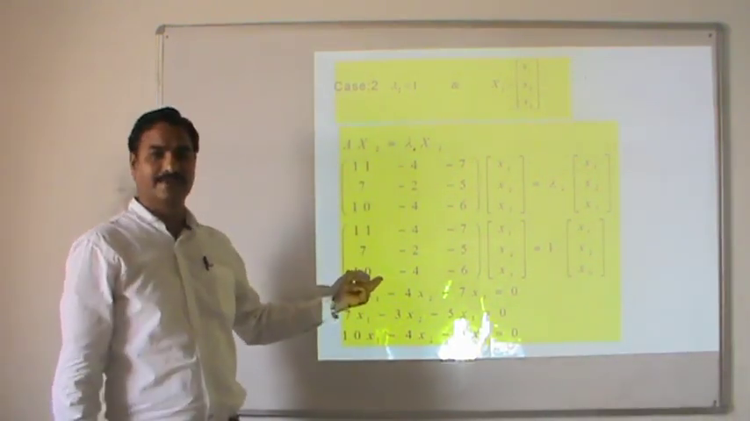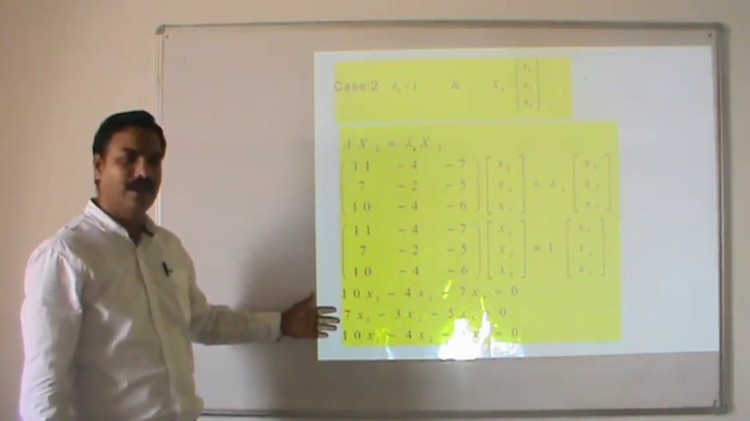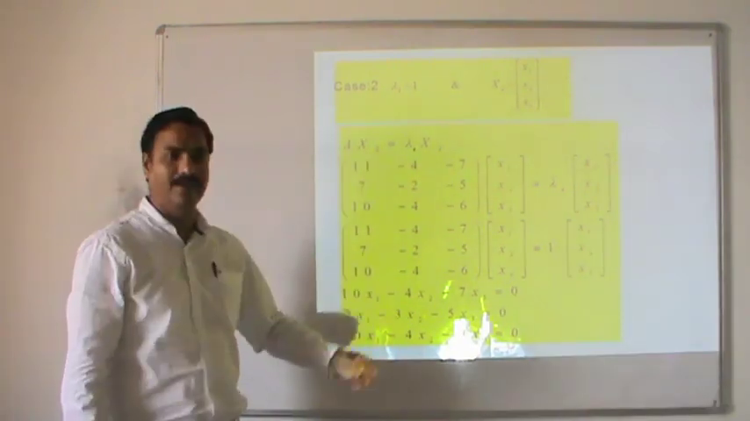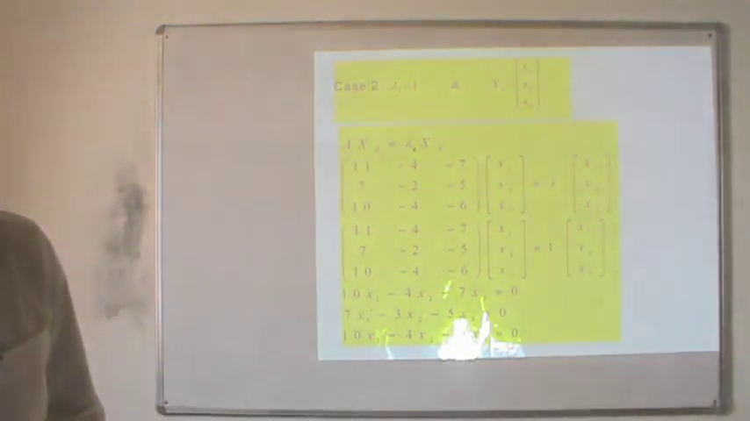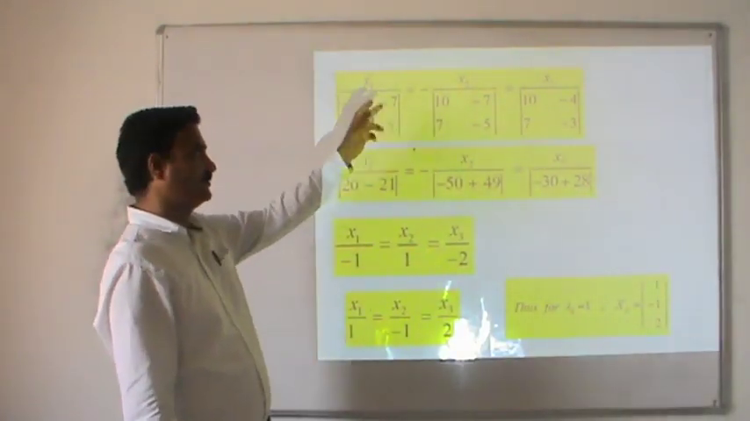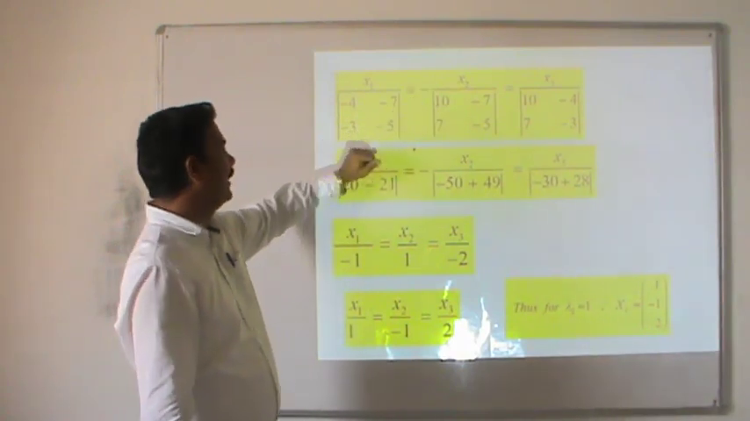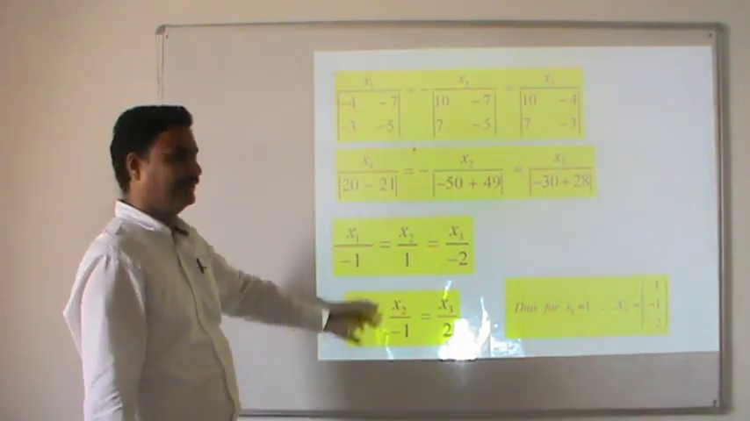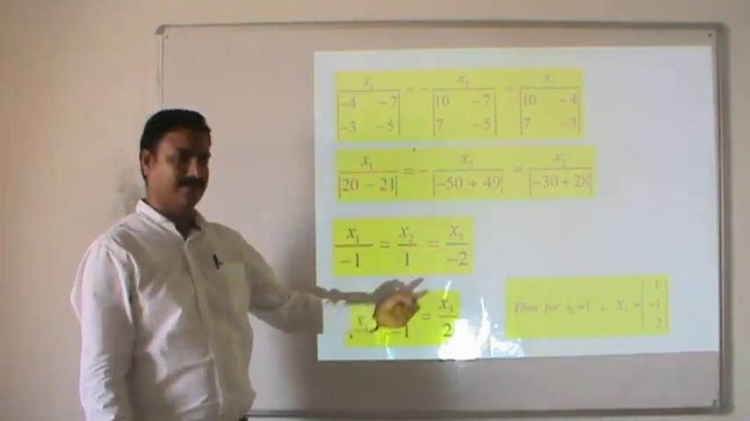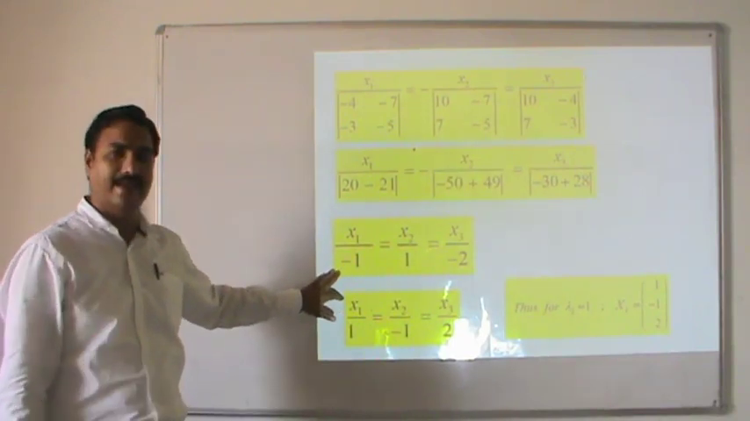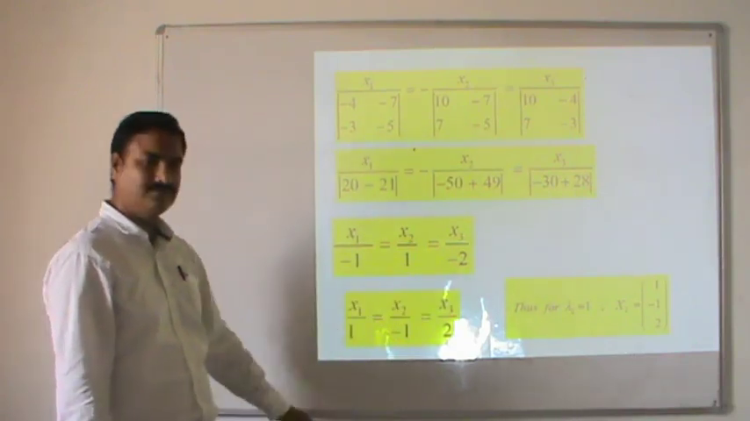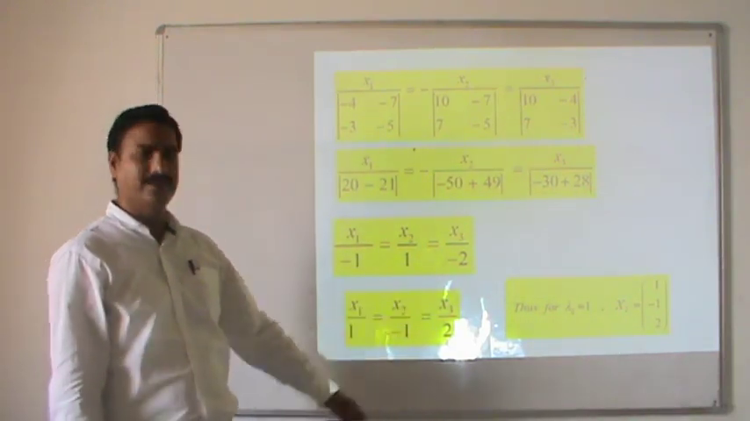Finally we simplify the system and we get three equations, and among the three we choose any two equations in order to find the values of x1, x2 and x3. Now we have the values for the denominators of x1, x2 and x3, where x2 is negative. We simplify the 2 by 2 determinant values in the usual manner. So finally we get minus 1, 1 and minus 2. And this is the second eigenvector corresponding to eigenvalue lambda 2 equal to 1, which is 1, minus 1 and 2.